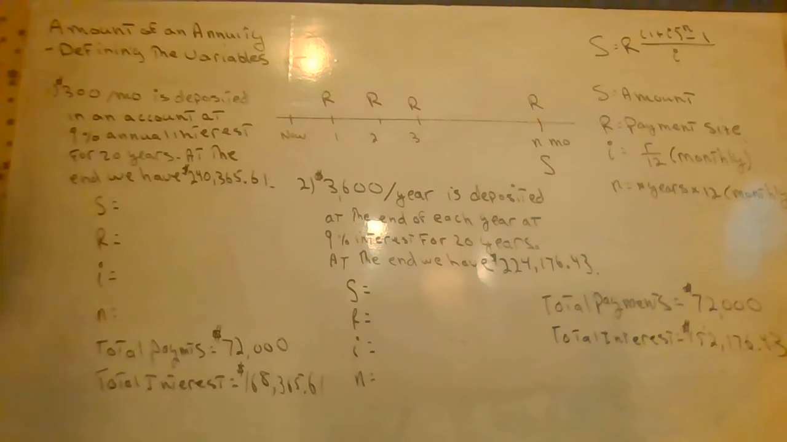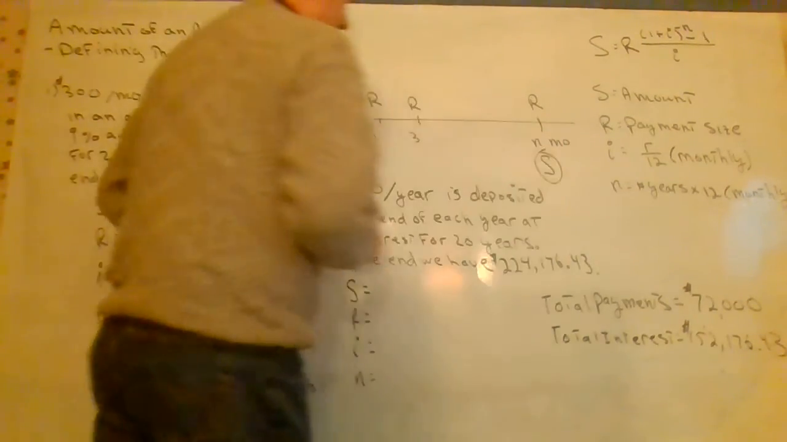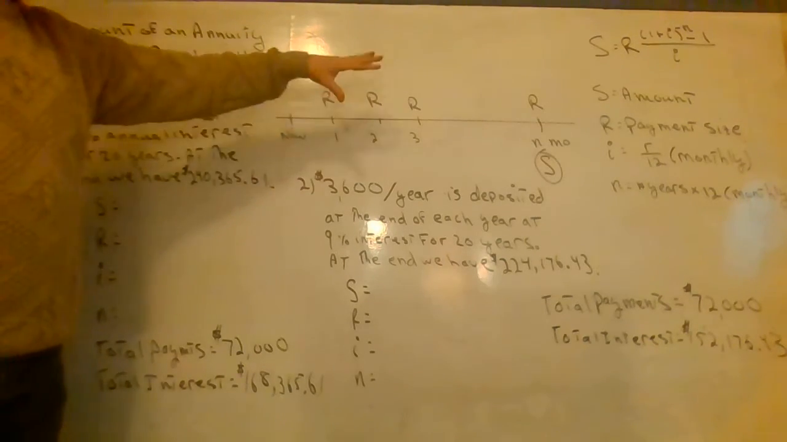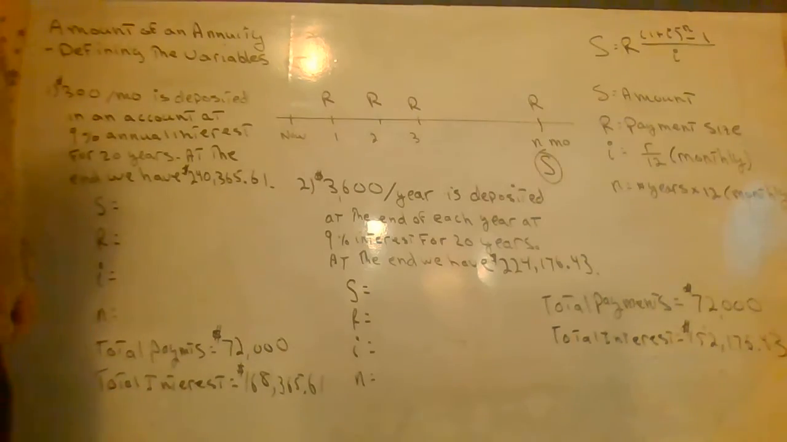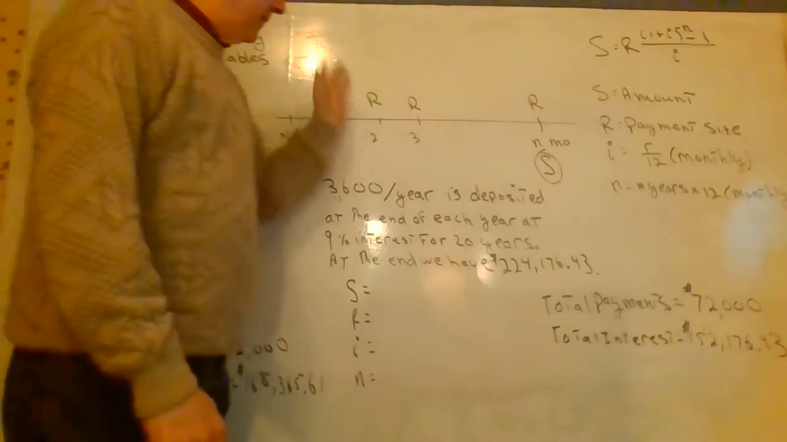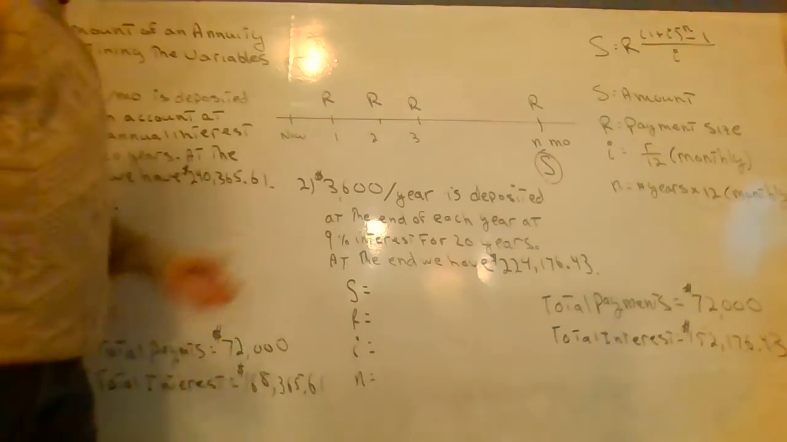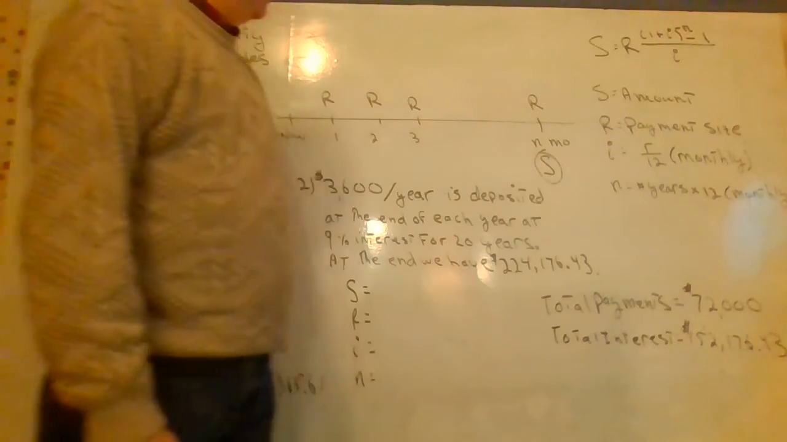Amount of an annuity, defining variables. The amount of an annuity is this quantity down here. We're going to put periodic payments of size R into an account, earning a specified rate of interest for a specific term. And at the end, the amount is how much we have. So instead of paying off a loan, conceivably, we could be saving up, for instance, in a retirement account.